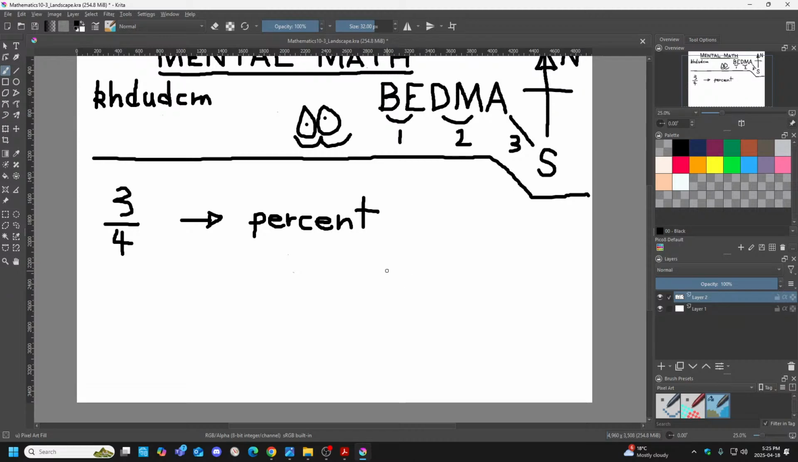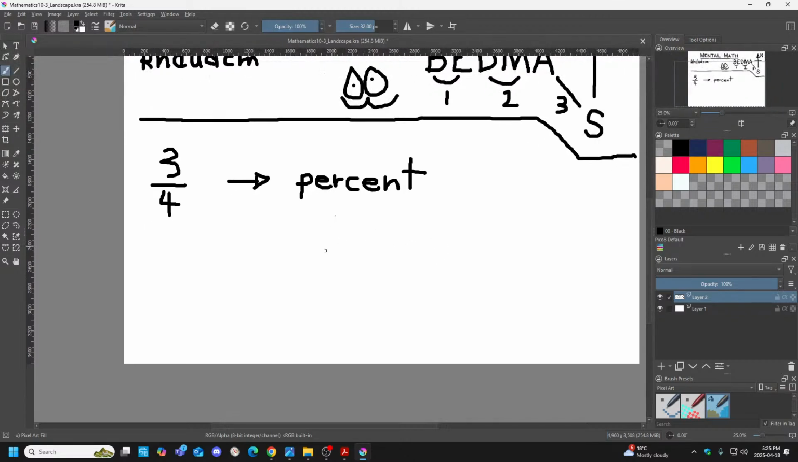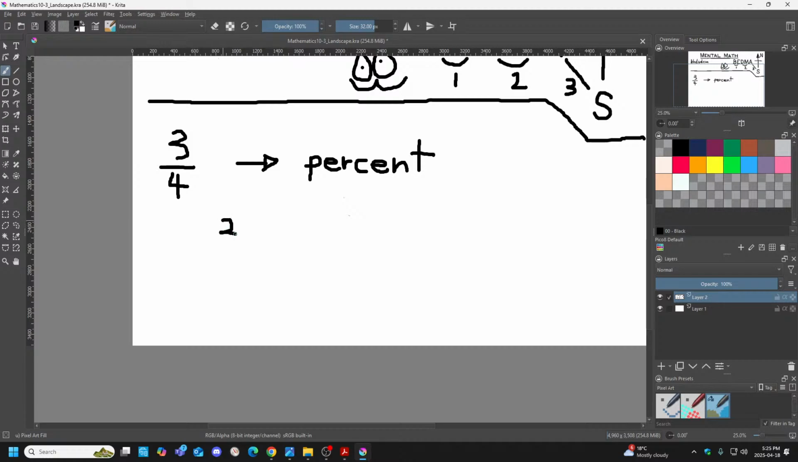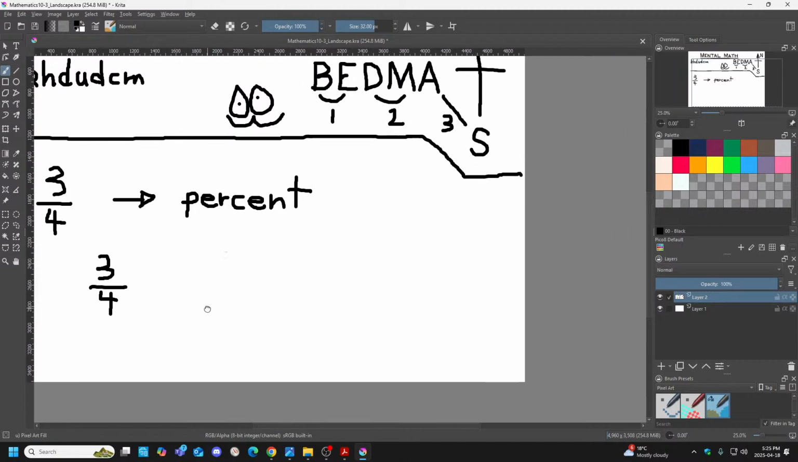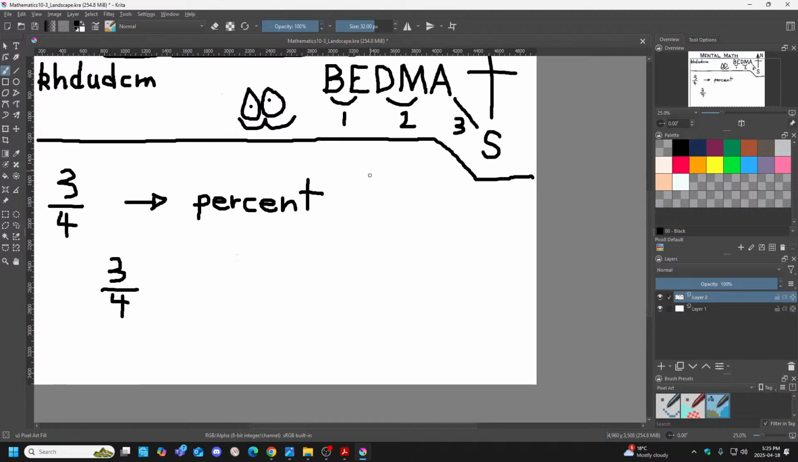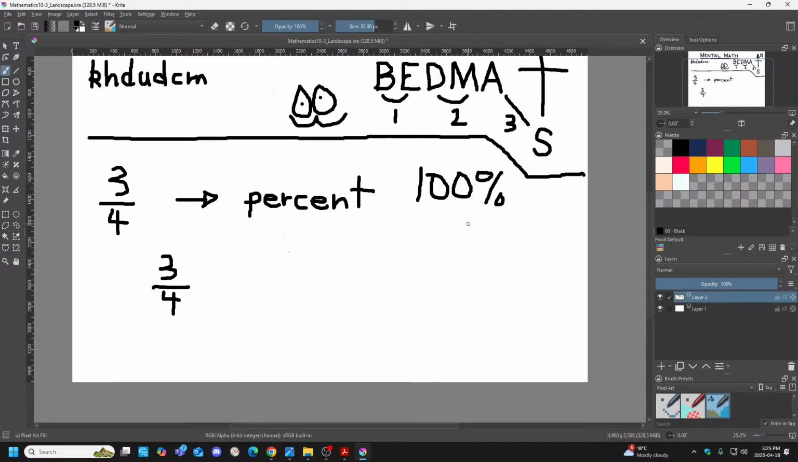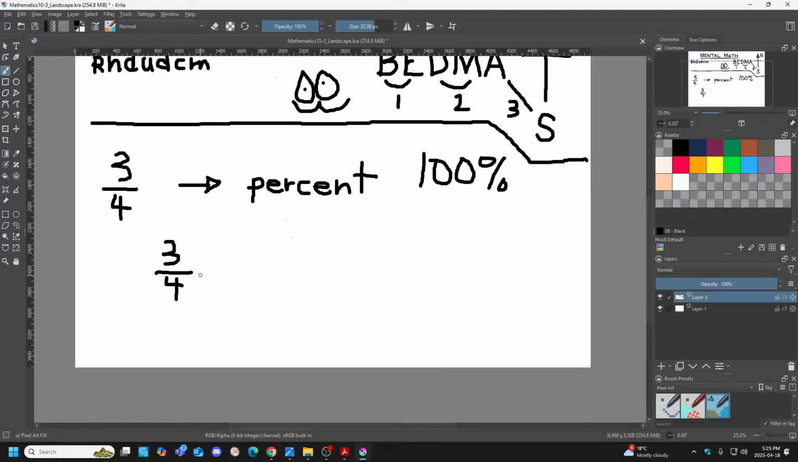So I know 3/4 is 0.75. But let's work it out. Let's see if we can get a decimal value just doing basic mathematics. Remember, the percent magic number is 100, right? I'm just trying to figure out on the fly how we could solve this without using the calculator.